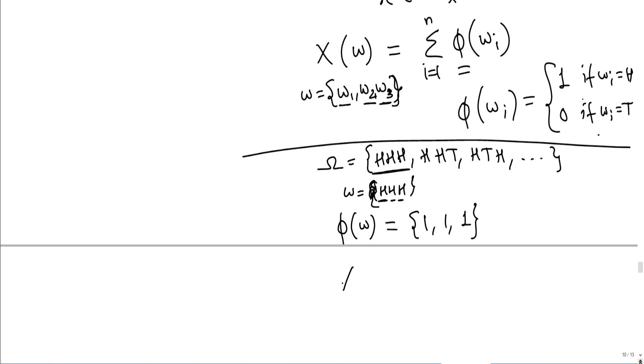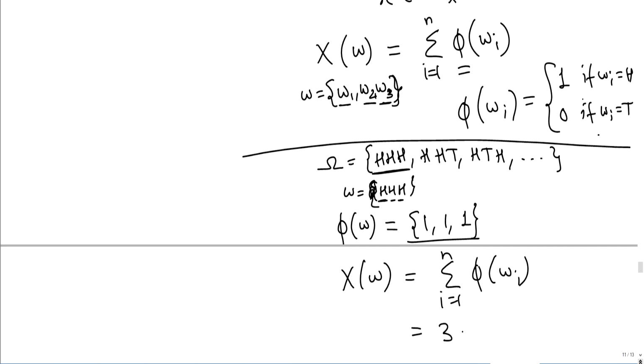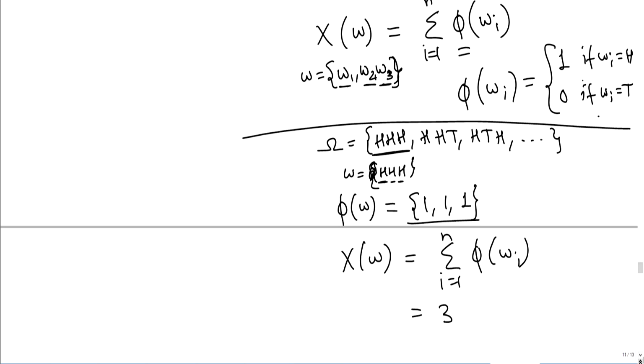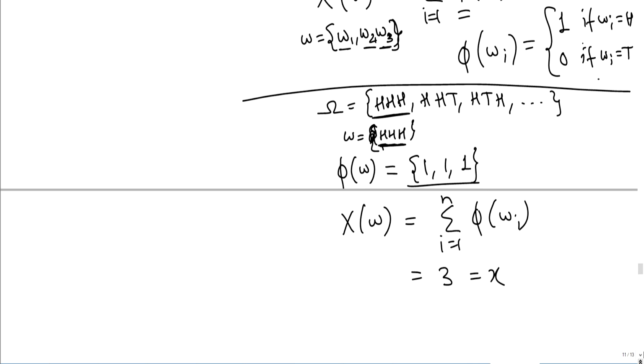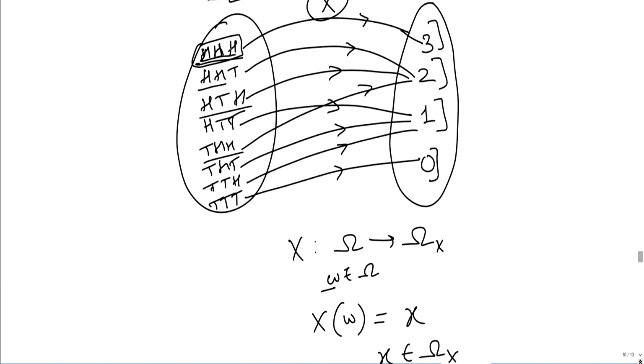So, X of omega would be the summation of phi of omega i. In this case phi of omega i has values 1 1 1. So, you basically sum all these 3 values. So, you will get 3. So, X of omega is 3. So, basically this particular outcome HHH would be mapped to 3 in your another space omega x. So, this is what we were doing here. We mapped HHH to 3. This is what this function does. It basically counts the number of heads.